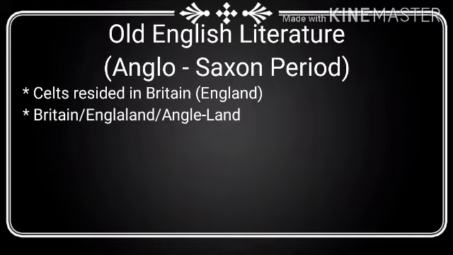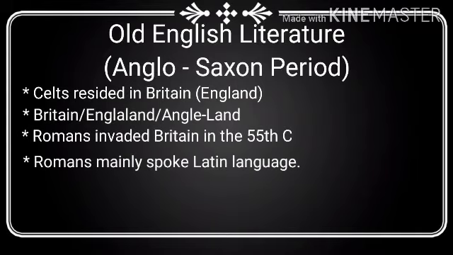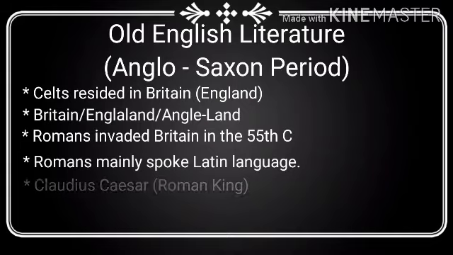After some centuries, the Romans invaded Britain. This is in the 55th century. The Romans spoke the Latin language and mixed some minor languages. In that time, when the Romans invaded Britain, Claudius Caesar was the king. He was the one who attacked the Celts, and the Romans won. After that, the Romans ruled for around 3 centuries. This is over a period of 300 years.